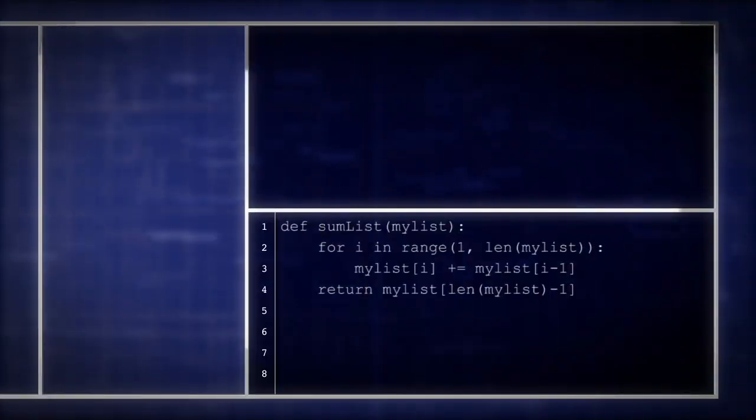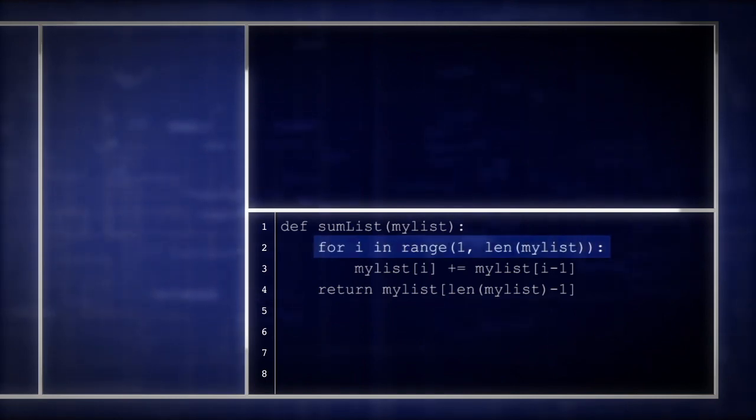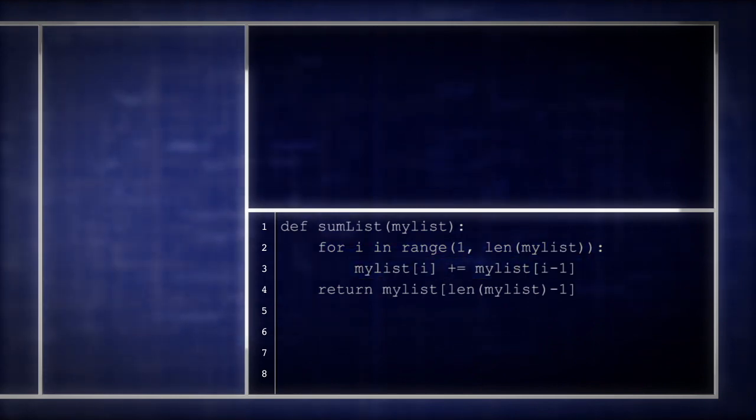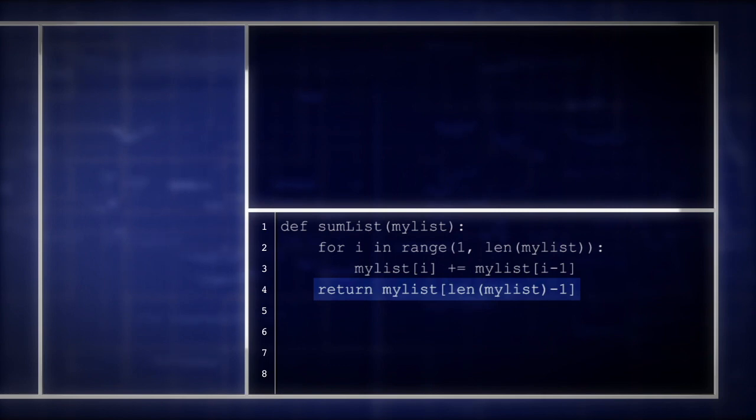Say we've created a function, SumList, that will take in a list and sum up all the values in the list. It then returns the sum. The way we wrote this function is to go through the list and add the previous value to the current value. So, every element of the list ends up having the sum of all the elements up to that point. And finally, we just return the final value in that list.